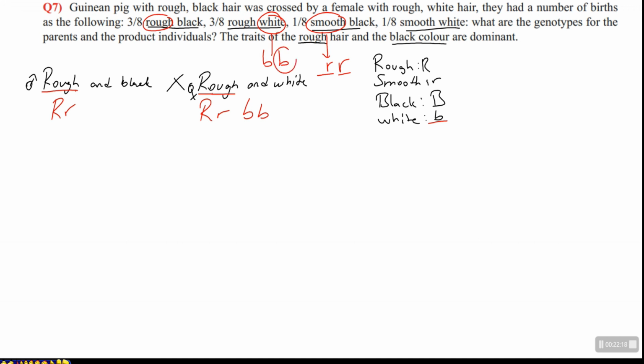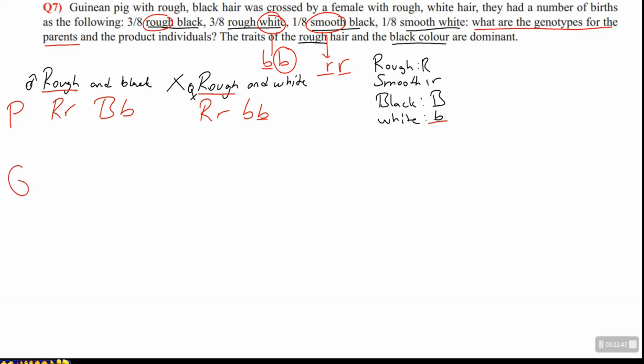We know exactly one of them received it from the mother, but what about the second? It received it from the parents. So what we did now is only the conclusion. A question asked about what are the genotypes for the parents. Now we found the genotypes of parents and the product individuals.